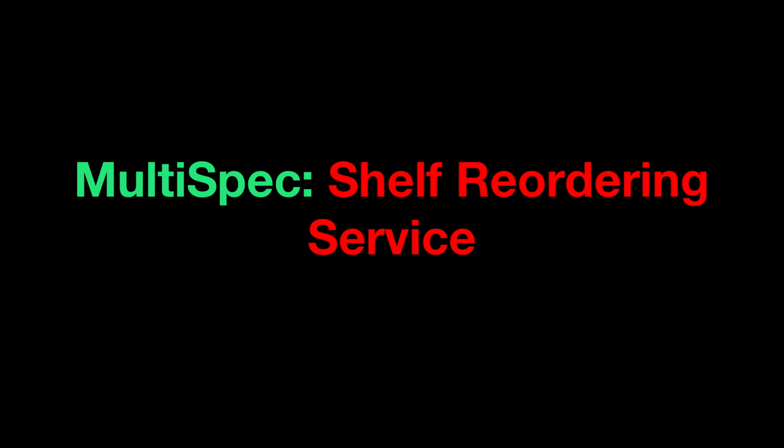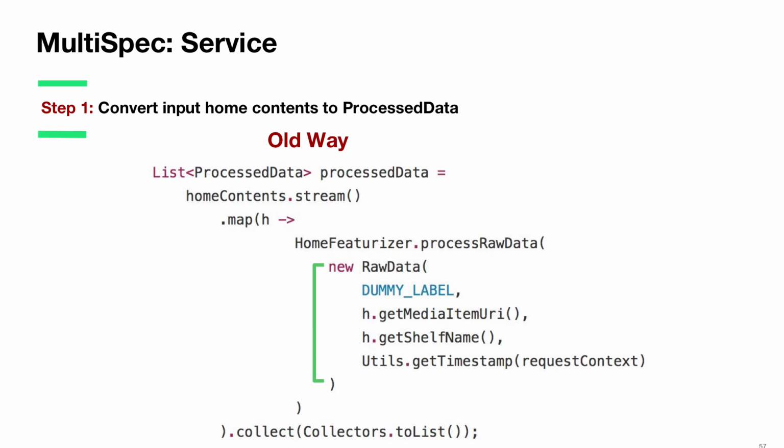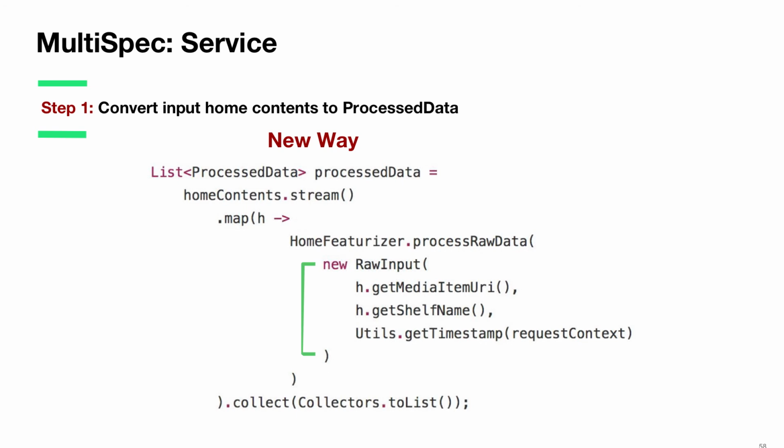Okay, so now let's see what happens in the shelf reordering service. So this was the old way of reading in data where our home contents came from the actual request to the service. Here we had this dummy label, which shouldn't be in the service because the service shouldn't have to know what a label is, since it's only there to actually evaluate the model. So now, you can just pass in the raw input. And so it doesn't have to know anything about the label.